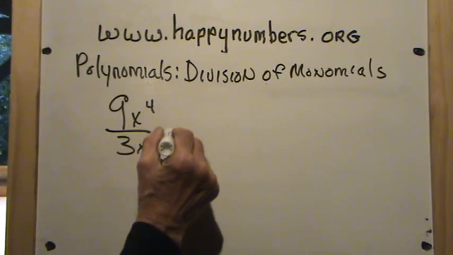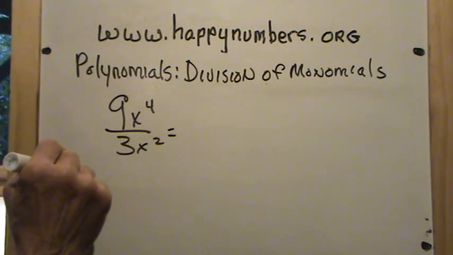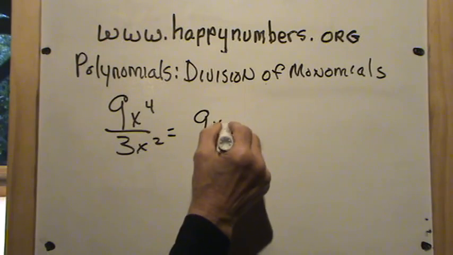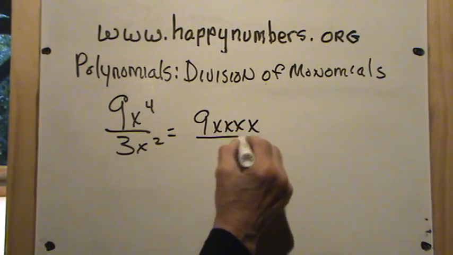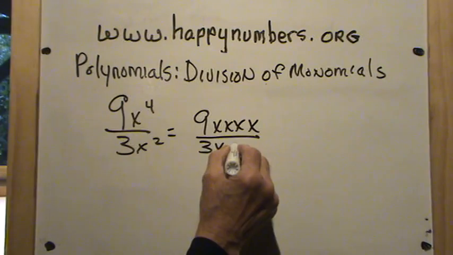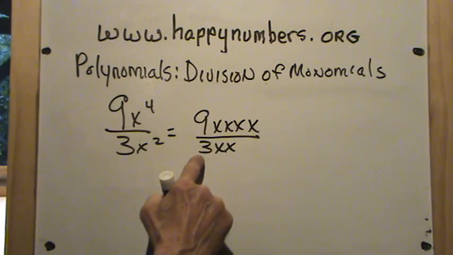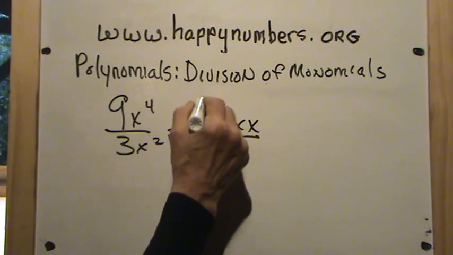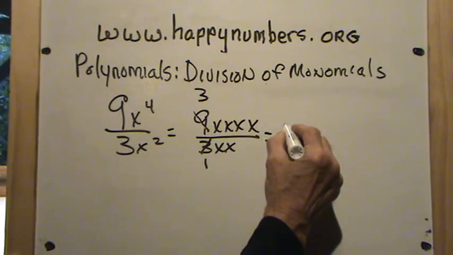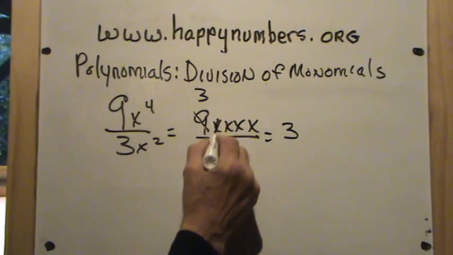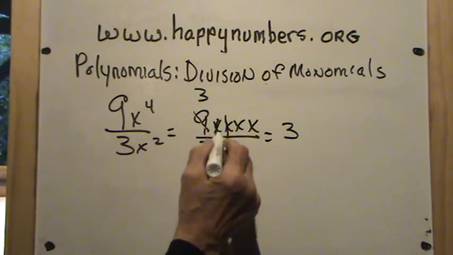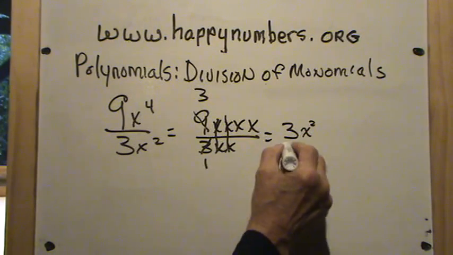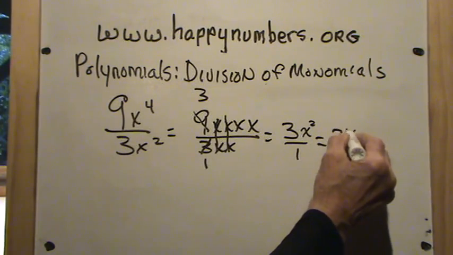Okay, let's see what we got. I'm going to do it in expanded form, okay? 9x to the fourth divided by 3x squared. Well, 3 goes into 3 one time, 3 goes into 9 3 times, so I have 3, and this cancels out and that cancels out, so I have 3x times x, which is x squared, over 1, which is really 3x squared.